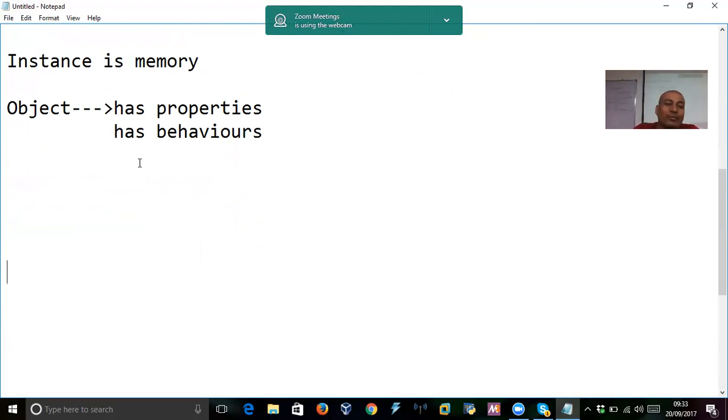Okay, mobile. When I talk about mobile, what is this? Mobile has properties like name. How do you identify a mobile? With name, color, price.